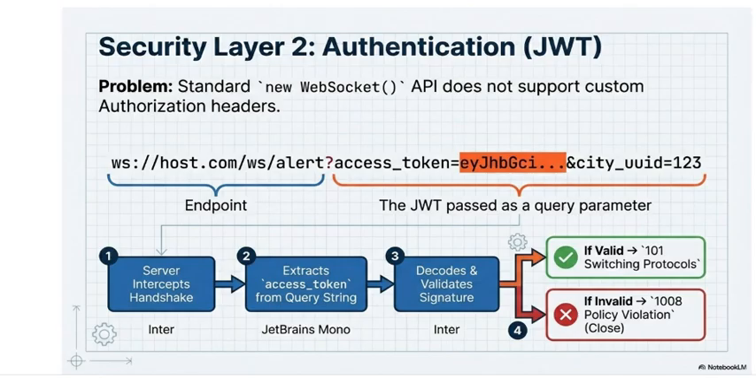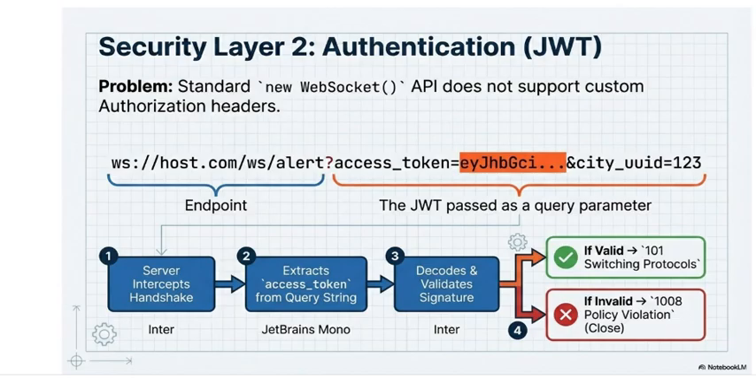Okay, layer 2, authentication. And this is where that weird API quirk comes in. You can't add custom headers. No, you can't. It's a known limitation of the browser API. Normally with a REST API, you'd send an authorization bearer header with a JWT. The new WebSocket constructor just doesn't let you do that. So, how do you authenticate?